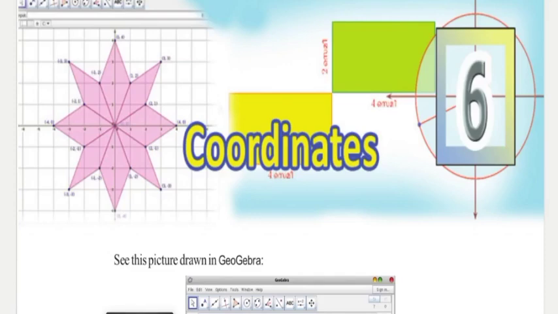Hello everyone, welcome to the next session of the chapter Coordinates, which is the sixth chapter of Mathematics, 10th standard. In the last class we have seen what a coordinate plane is, what coordinate axes are, how to plot points on a plane, etc. Now we come to the next section, that is rectangles.